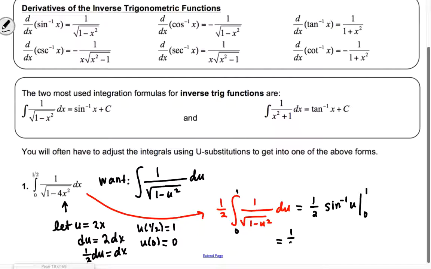So we get 1/2. Why would I do what? What was all that business with the u of 1/2 and the u of 0? Wouldn't you just replace the u with 2x? You could. You could integrate it with the u and then change it back to x's. You could always do that. We did that before. Whatever you want to do.